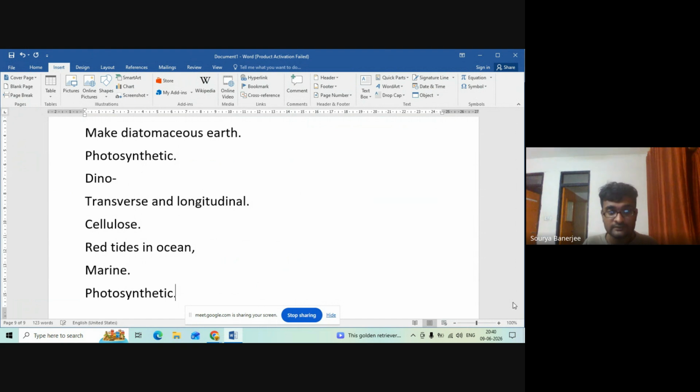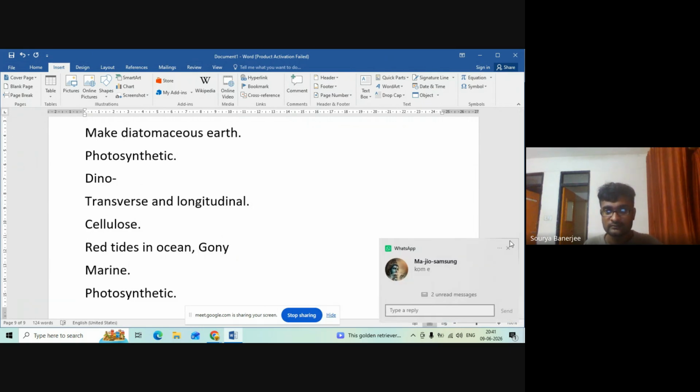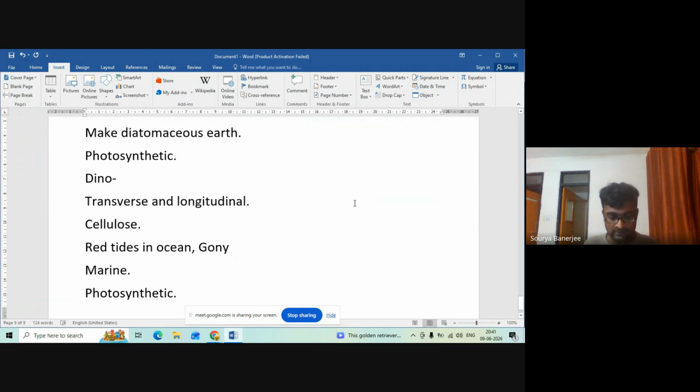Can we give an example of a dinoflagellate which creates those kinds of red tides? The example is Gonyaulax. Gony means gun. Gonyaulax, with LAX. Okay, so dinoflagellate is over.